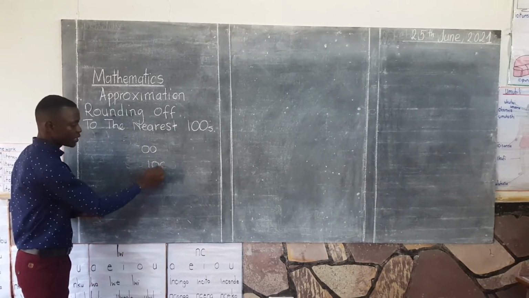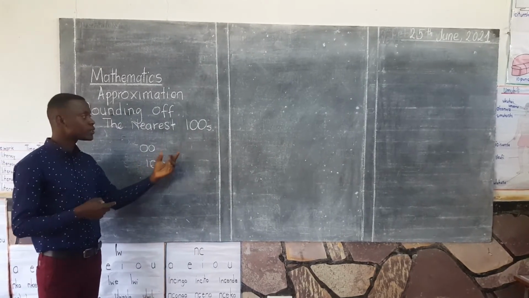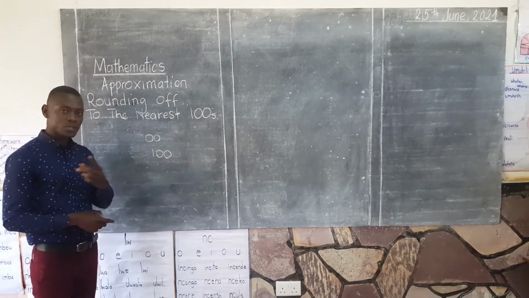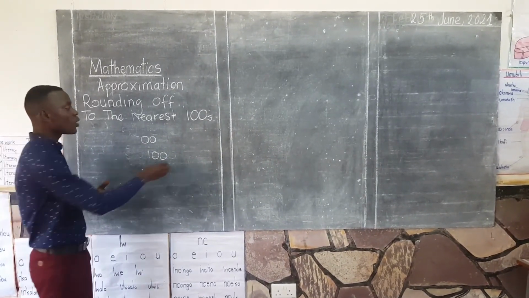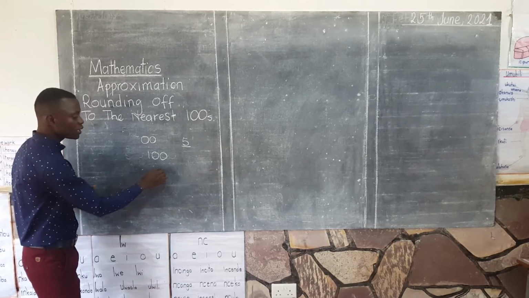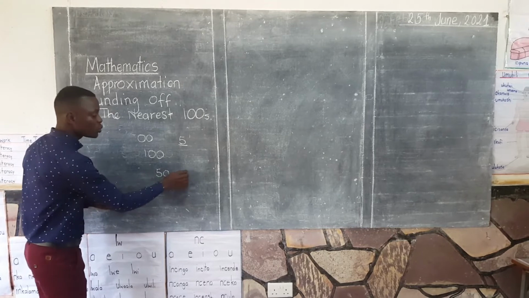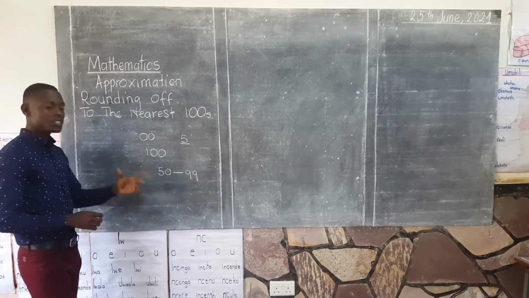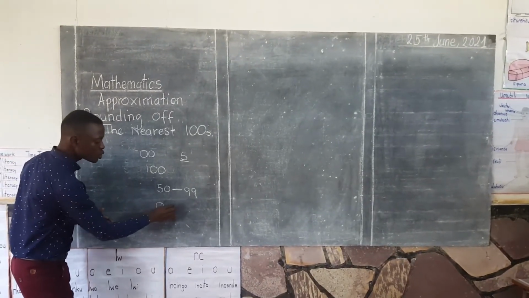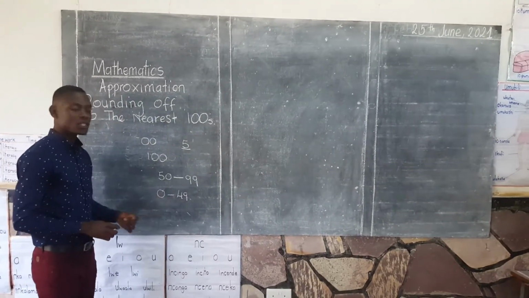those 2 digits will have a value of 100. The difference between the previous work on rounding off to the nearest tens and today's work on the nearest hundreds is that in tens we were ending on 5, but today we focus on 50. The numbers above 50 up to 99, what value should they have? Then all the numbers from 0 to 49, what value are these numbers going to have?